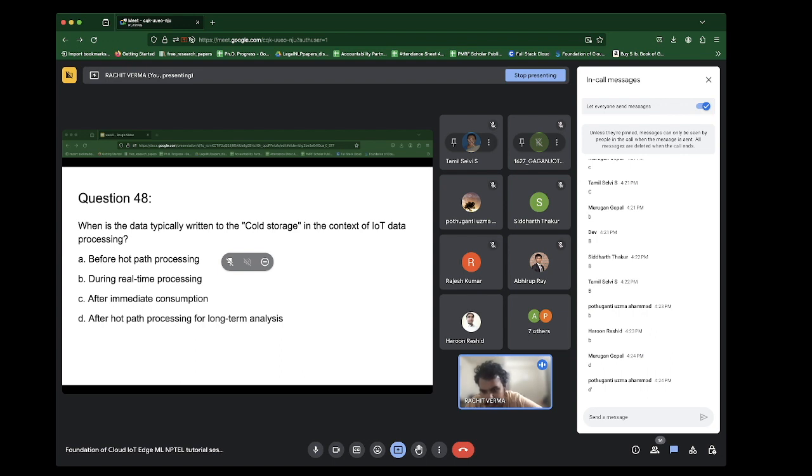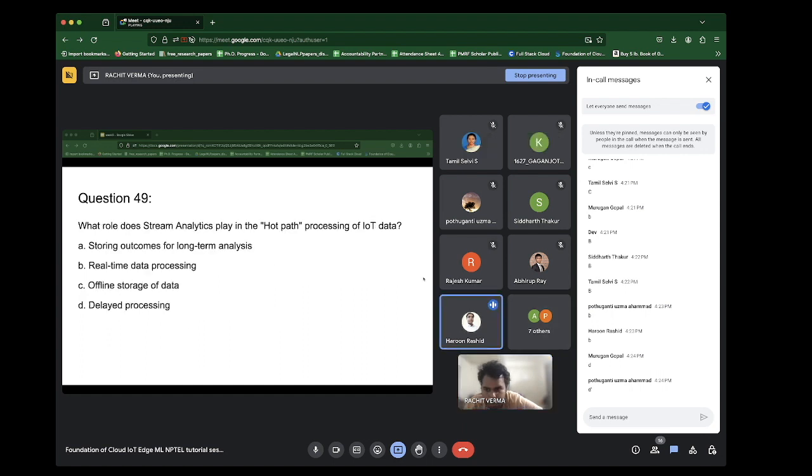So after immediate consumption, that happens later. Consumption happens after all the analysis is complete. And D is the most accurate answer in comparison to B. Okay. Thank you. Okay, no problem.